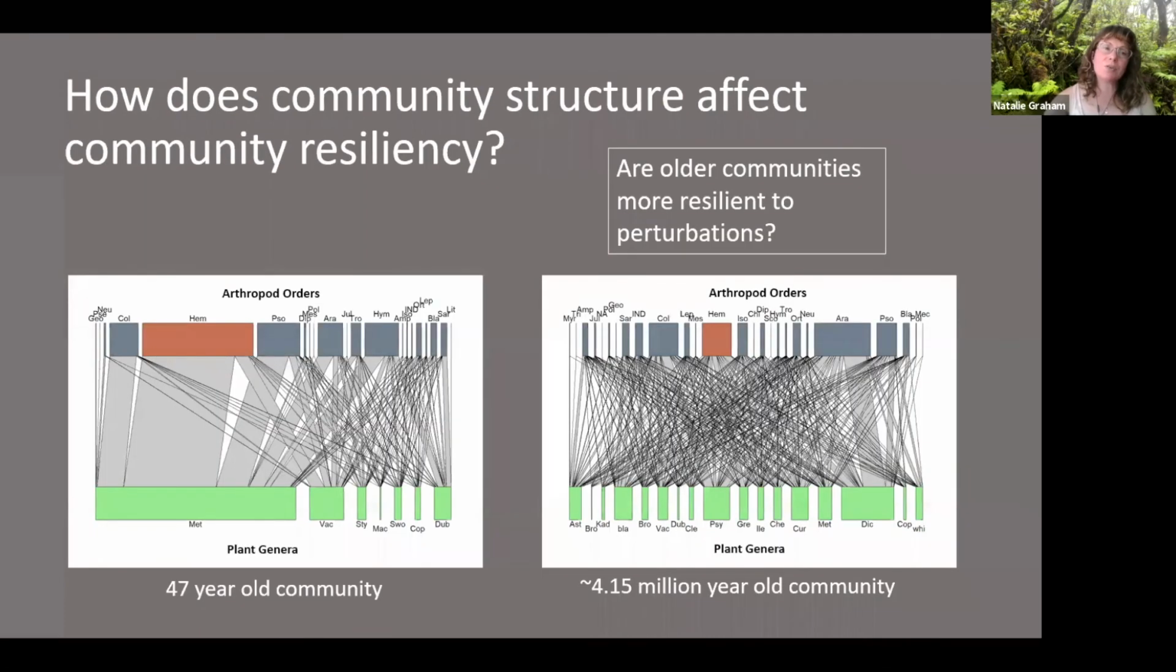Kind of a similar story here, just thinking about the youngest community to the oldest community with the Hemiptera. So these are our sap feeding insects, and they're really depending on Metrosideros polymorpha. At the older community, they've diversified onto different plants. So we could ask the question then, are older communities more resilient to these changes? Like if I remove Metrosideros polymorpha, at the older community, Hemiptera could just switch to a different plant. At the younger community, they would be in a little bit of trouble.